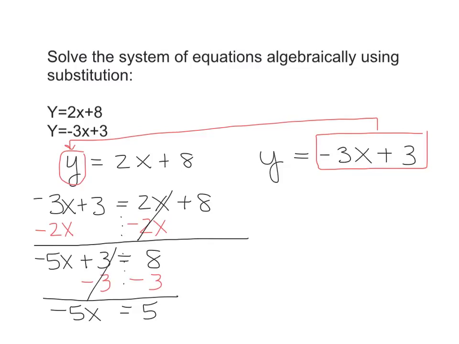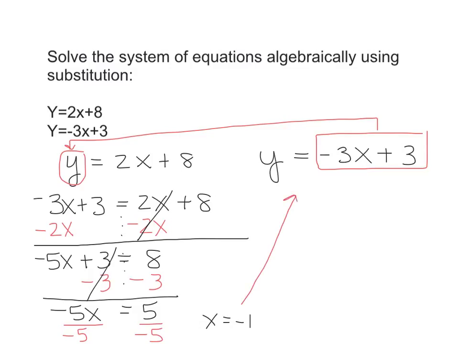So our last step will be to get rid of the negative 5. It's connected to the x with multiplication. We'll get rid of it with division. And we end up with x equals negative 1.